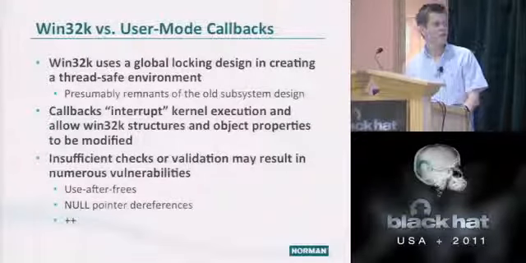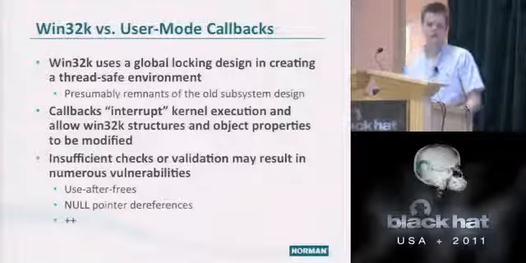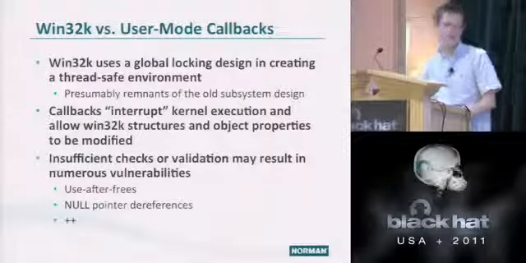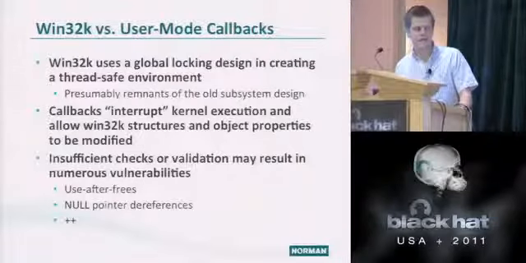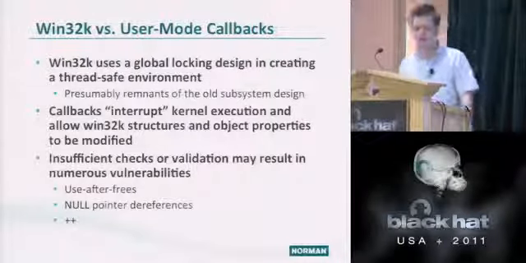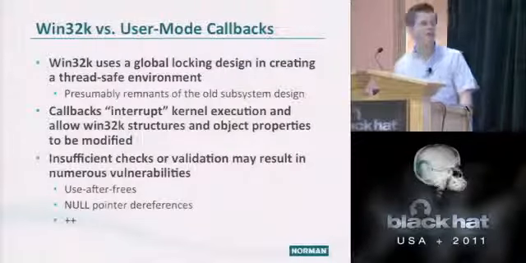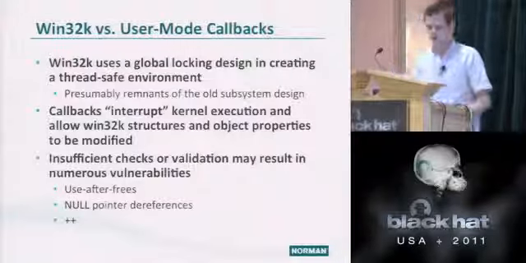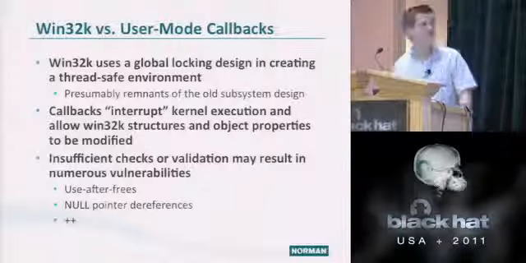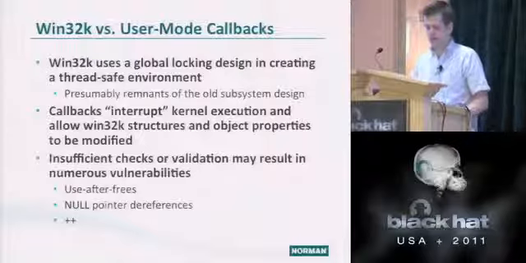So, to sum up briefly, the window manager uses a global locking design in creating a thread-safe environment, and this is presumably a remnant of the old subsystem design. These callbacks actually interrupt kernel execution and thus allow Win32k structures and objects to be modified while you're executing in user mode. So if you don't sufficiently check for changes, you could have a number of different vulnerability classes, like I said earlier.